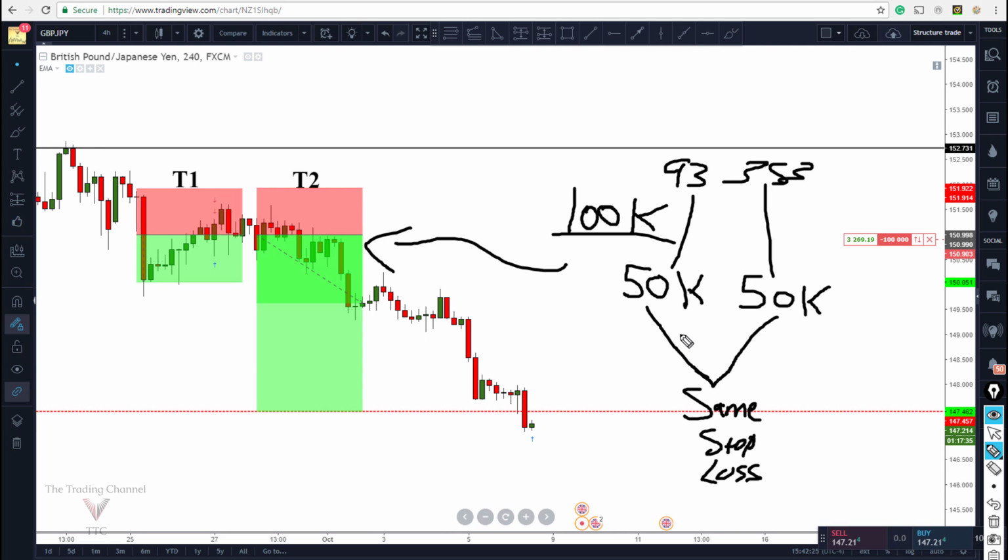You would have to go in and open up two separate positions with half of your normal position size, half of the position size you would use if you were trading with just one target.